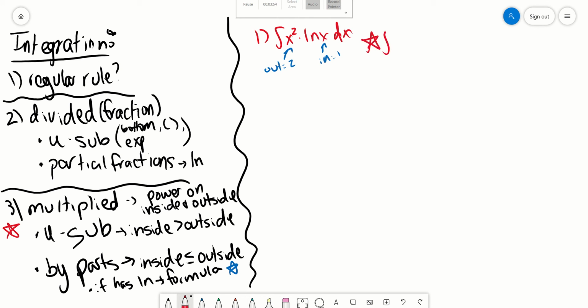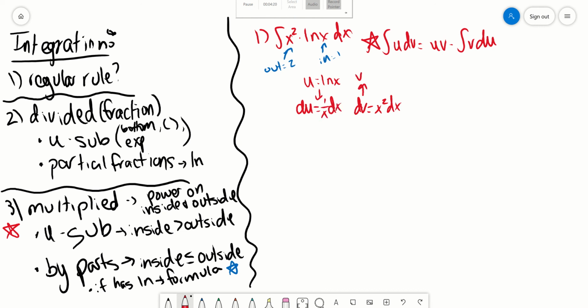So the formula is the integral of u dv is equal to uv minus the integral of v du. And then we need to remember, when you're using an ln, that is always the u because we can't integrate ln, which means dv is x squared. So du, we take the derivative, and that's 1 over x dx. For v, we take the integral of dv, and we get x cubed over 3.